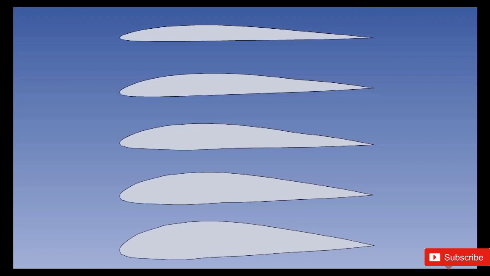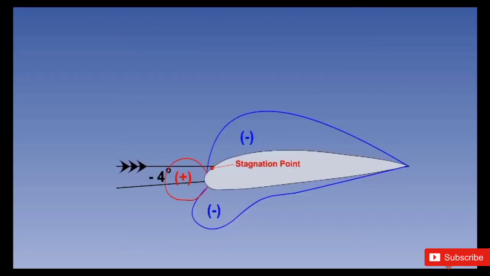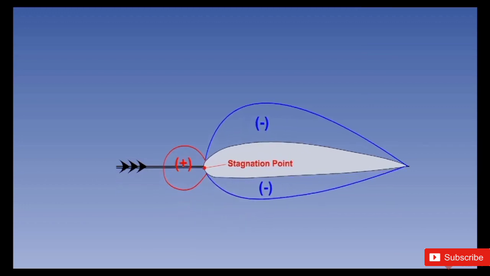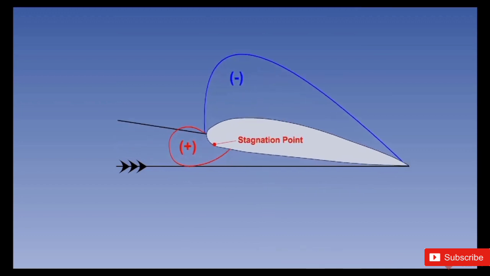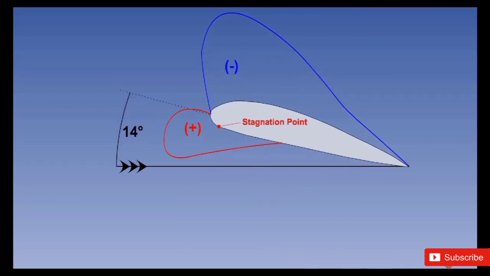The greatest positive pressure occurs at the stagnation point, where the relative flow velocity is 0. This point is somewhere near the leading edge. As alpha increases from -4 degrees angle of attack, it moves from the upper surface around the leading edge to the lower surface. At the stagnation point, the airflow divides.